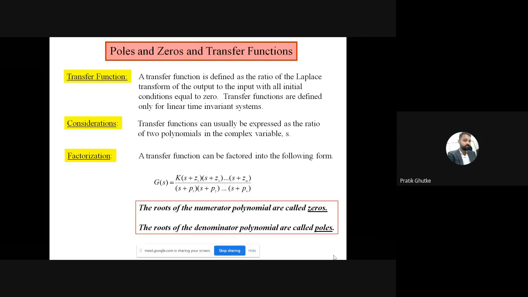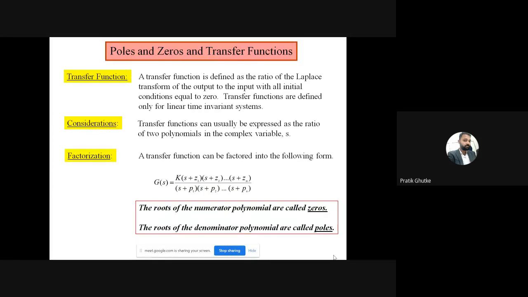What are the considerations for deriving this transfer function? A transfer function can usually be expressed as the ratio of two polynomials in the complex variable. Now, what is this factorization? It means how the transfer function will look. The transfer function can be factored in the following form.